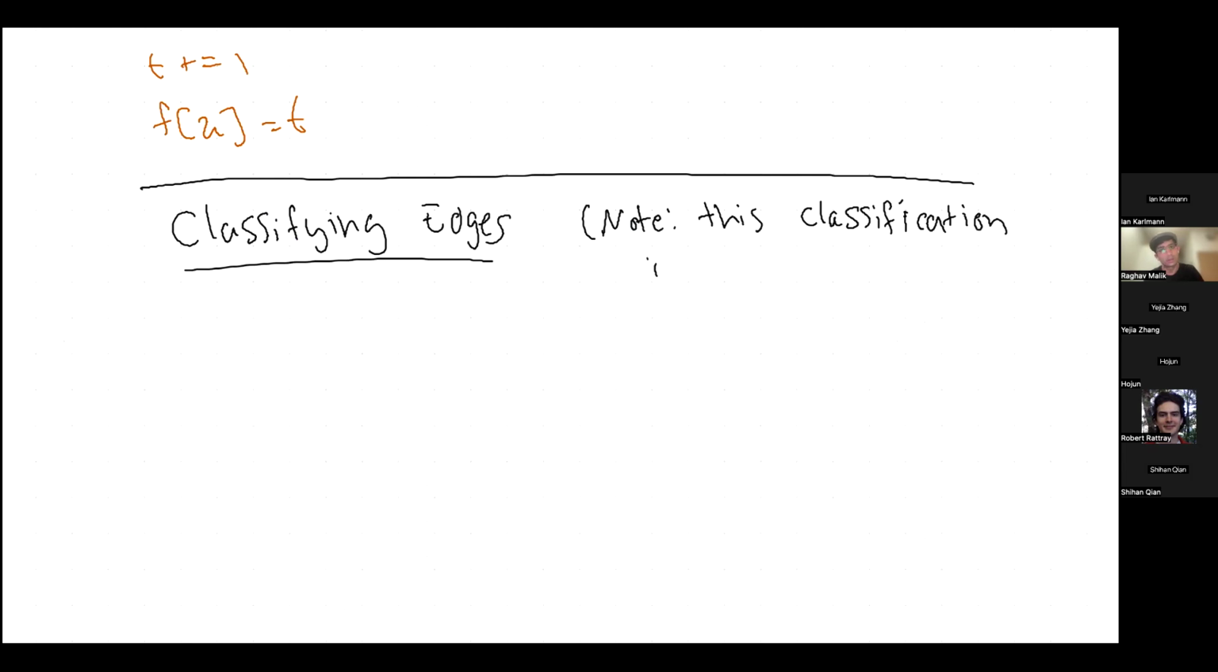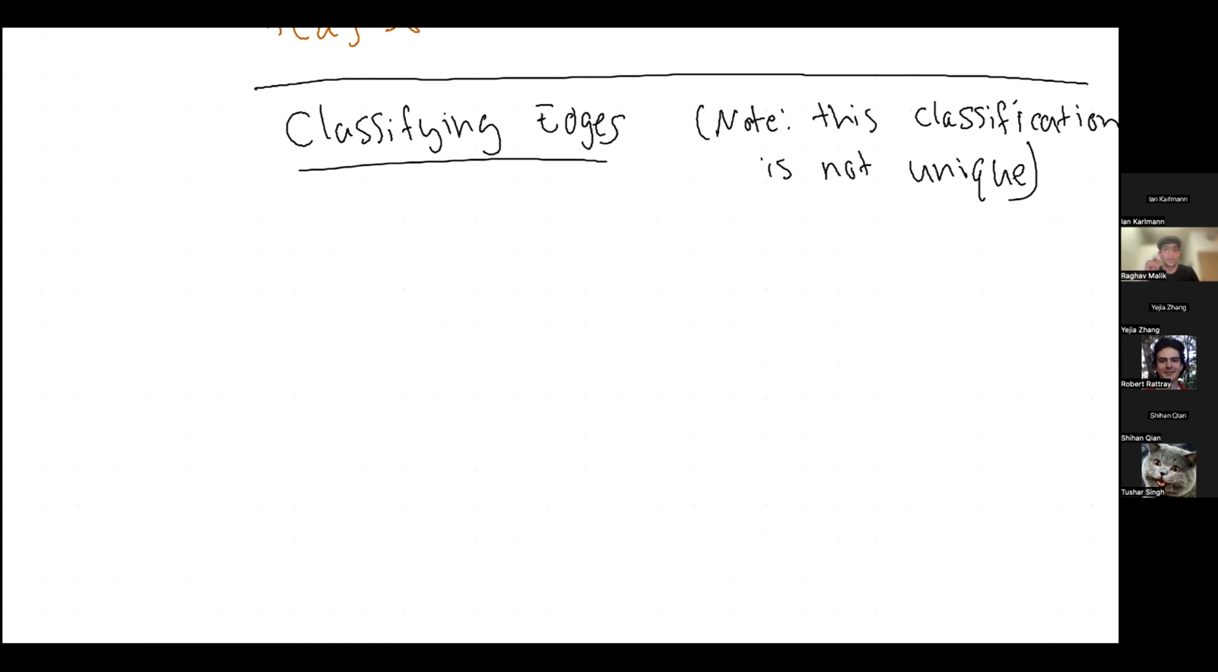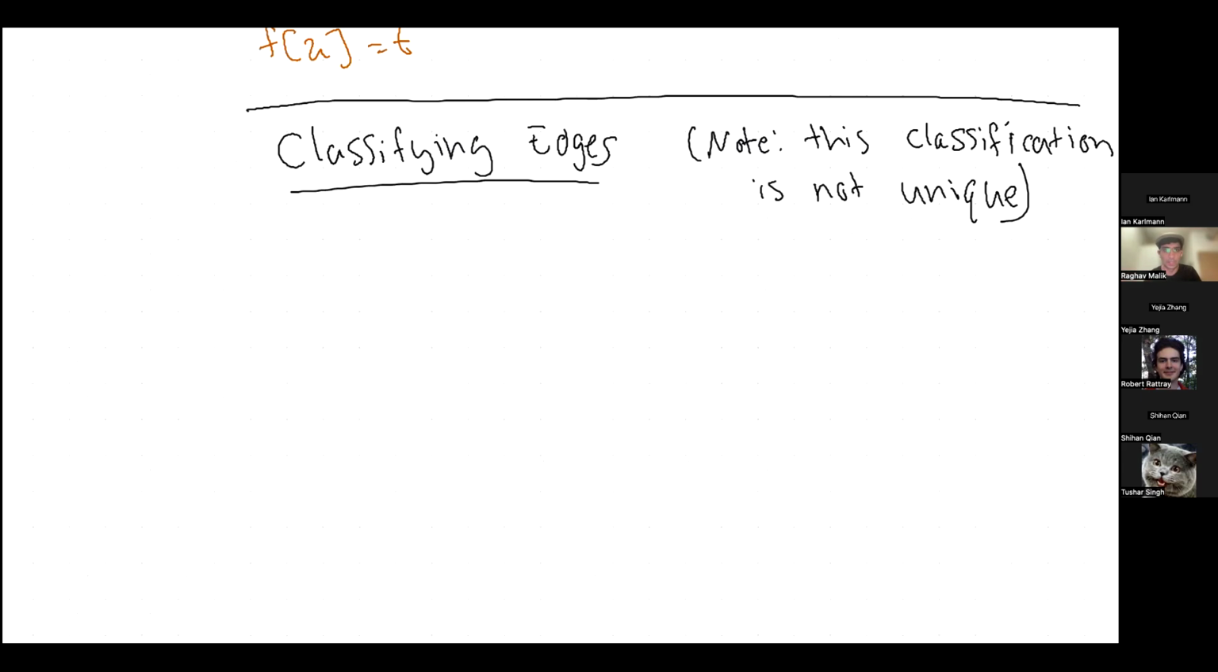Something to note: classification is not unique, right? You might be able to classify an edge in a different way, as something else. This is not a unique way of classifying them. But the types of edges that we're going to think about are tree edges, forward edges, back edges, and cross edges.